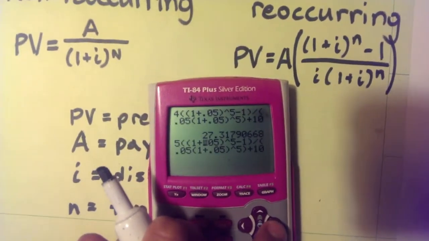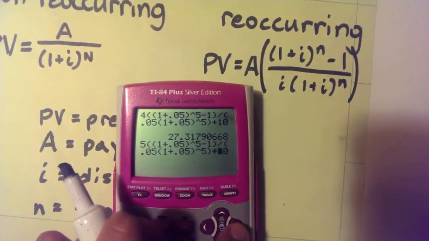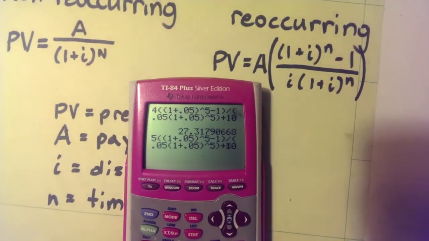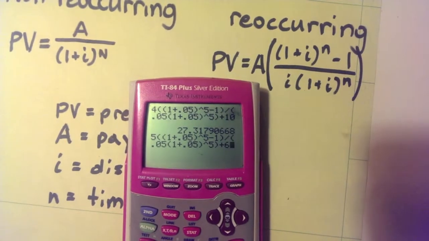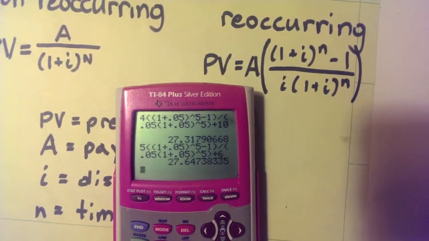Now, to do scenario 2, I'll simply change this to 5, because that's our reoccurring payment. Our interest rate stays the same, as well as our time, and our initial payment at the end will now be 6 instead of 10. This value gives us 27.647.